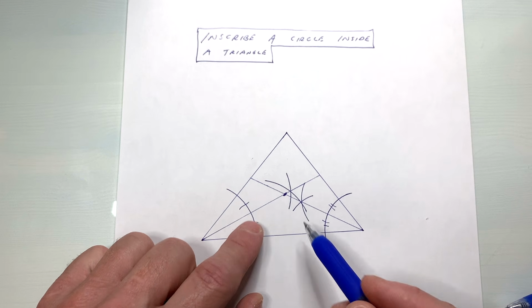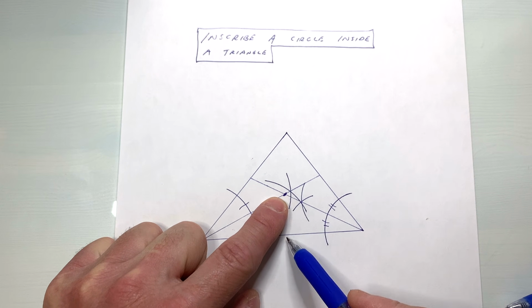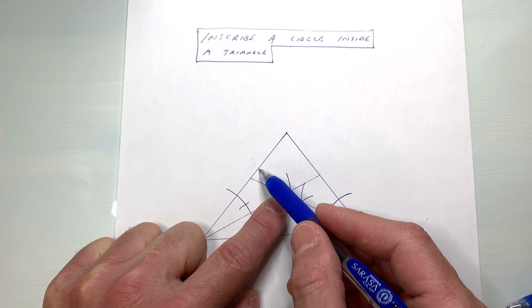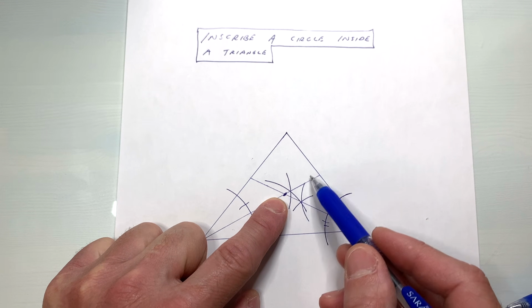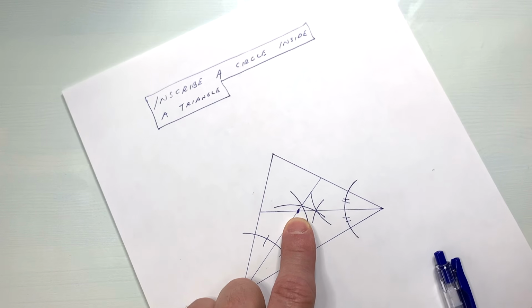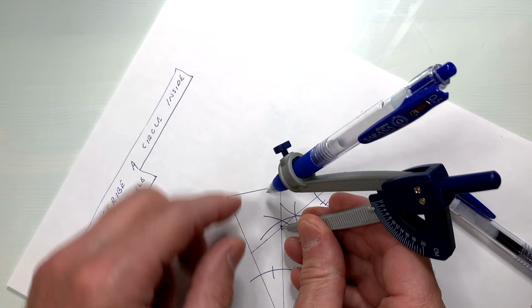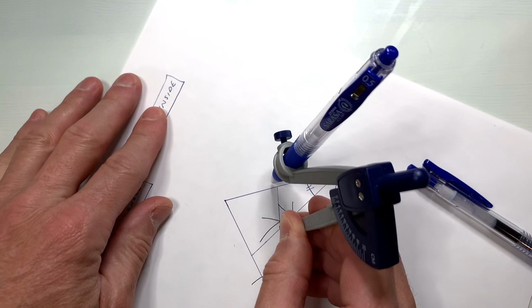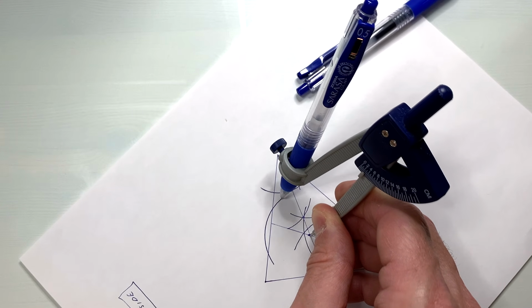But what we need to do now is we need to find the perpendicular distance from this point to this side, or this point to this side, or this point to this side. Doesn't matter which one. Let's just go ahead and do, let's say, from this point to this side. So we talked about this earlier in this video, how to draw a perpendicular from a point to a line. You're going to want to open up your compass so that when you draw an arc, it crosses the side of that triangle at 2 points.